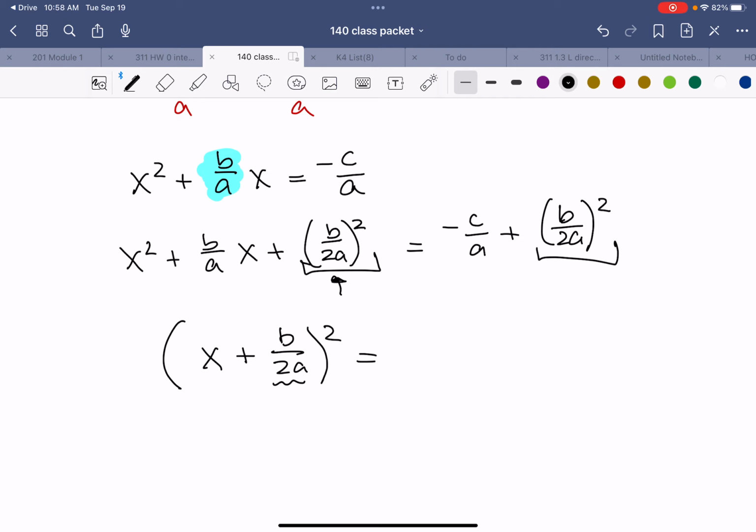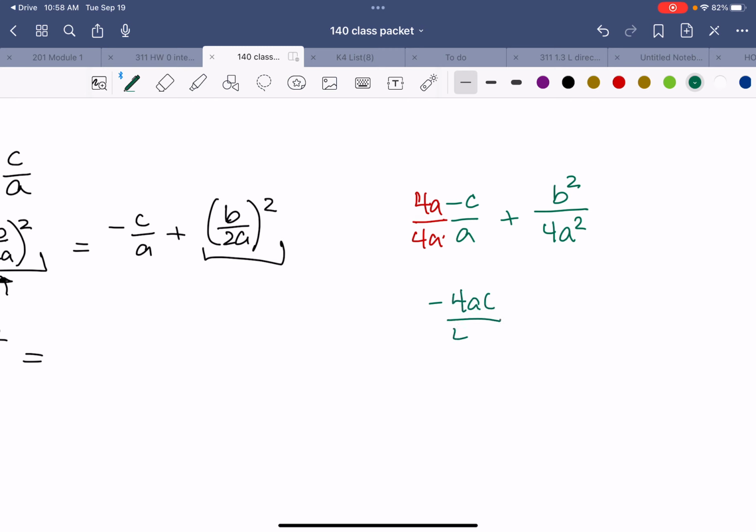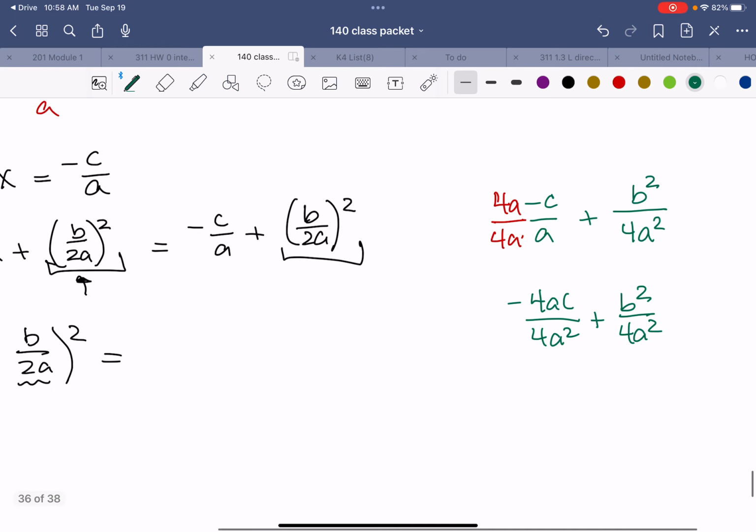On the right, let's do a little bit of work here to simplify this. So negative c over a plus, if we square that, that becomes b squared over 4a squared. Now, in order to add two things, I need common denominators. So I need to multiply this one by 4a, top and bottom. That way I have negative 4ac over 4a squared and b squared over 4a squared. And now I can add across the top, and we're going to put the b squared first because it's positive, minus the 4ac, all over 4a squared.